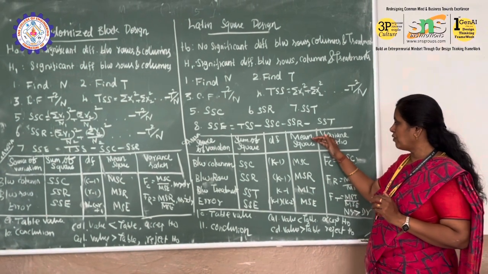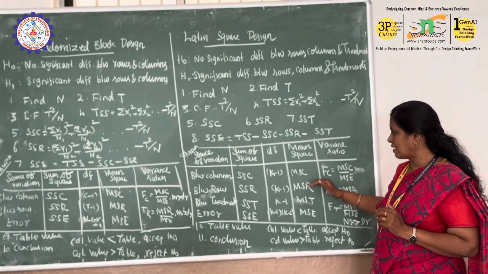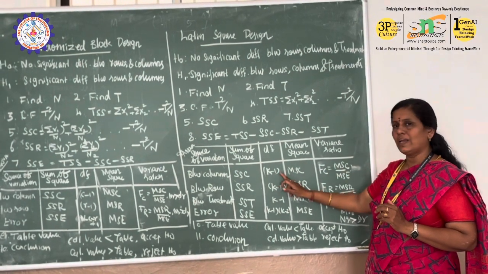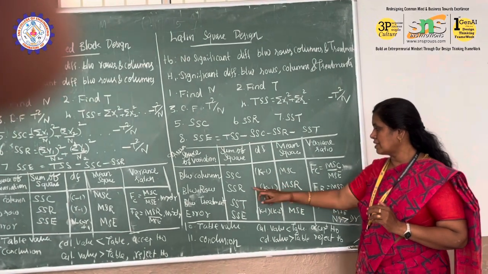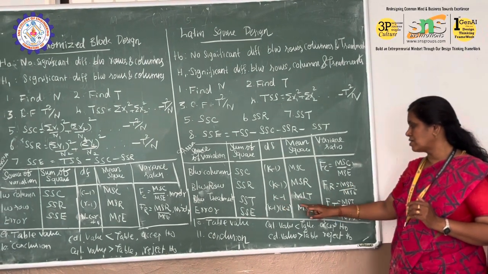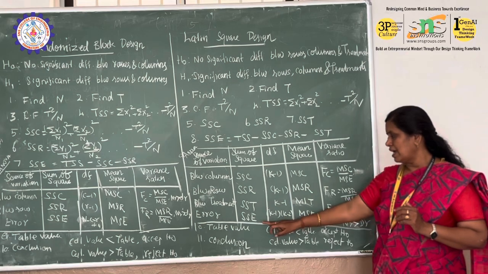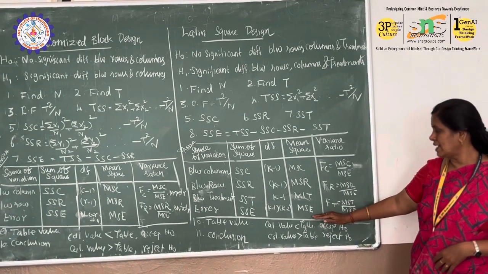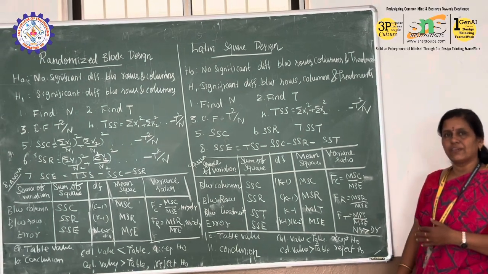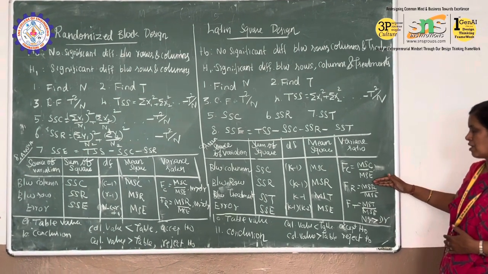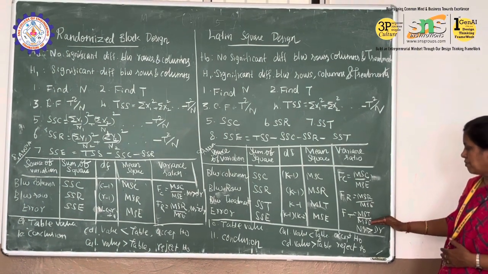After that we move to the mean square values. MSC is equal to SSC by k minus 1, and SSR by k minus 1 we take as MSR, SST by k minus 1 we take as MST, and SSE divided by k minus 1 into k minus 2 we take as MSE. After that we find the F ratio values: MSC by MSE, MSR by MSE, and MST by MSE.